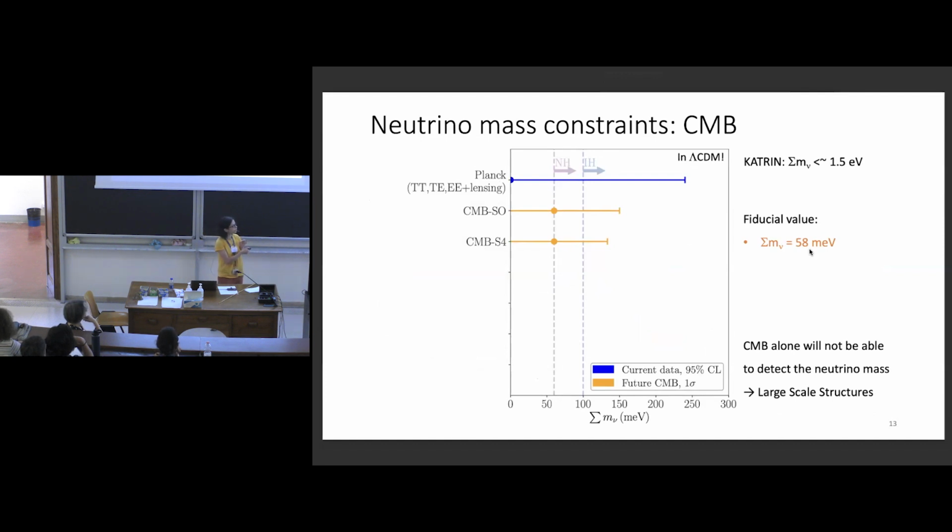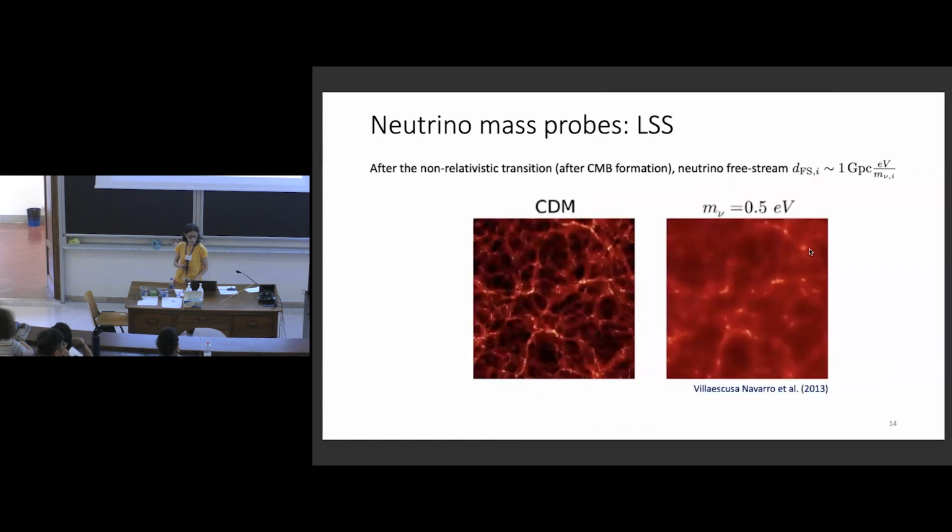What we have here is the bound from Planck, from CMB only, temperature and polarization, and CMB lensing as well. And in orange, we have the forecast, the 1 sigma sensitivity of future CMB experiments. This is Simons Observatory, and this is CMB Stage 4. The forecast assumes a fiducial value of about 60 milli-electron volt. And we see that these are very tight constraints, but still we don't have a detection. In order to get a detection of a non-zero neutrino mass, we need large-scale structure.